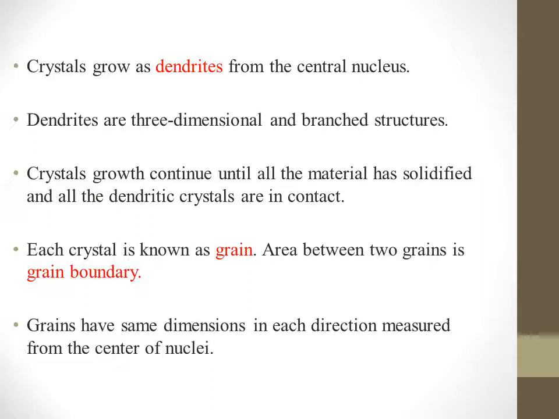Grains have the same dimension in each direction measured from the center of the nuclei. Because there is an equal growth taking place when the dendrites are growing, the point at which they come in contact is known as the grain boundary.